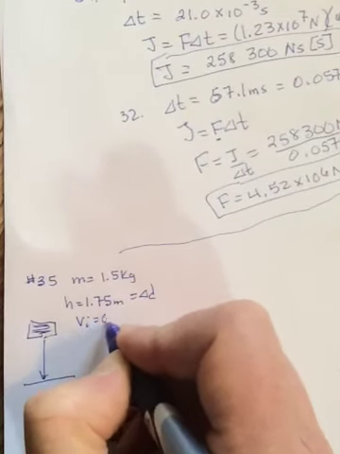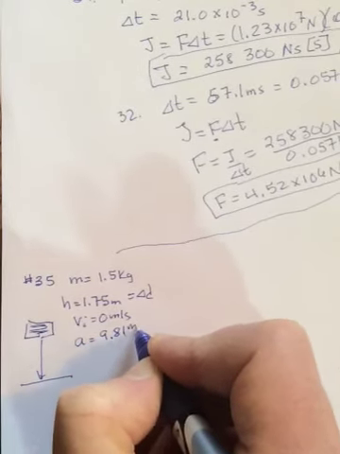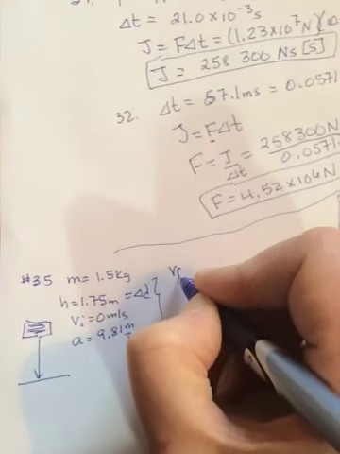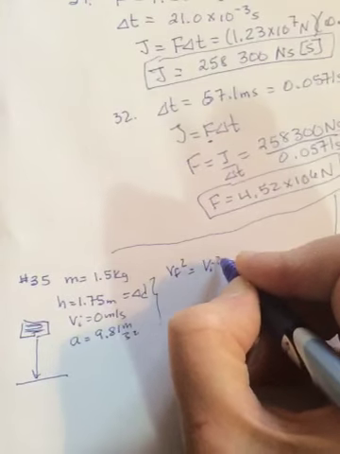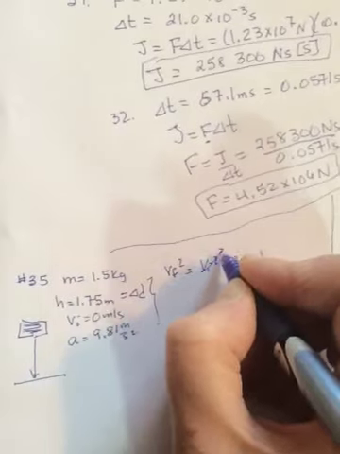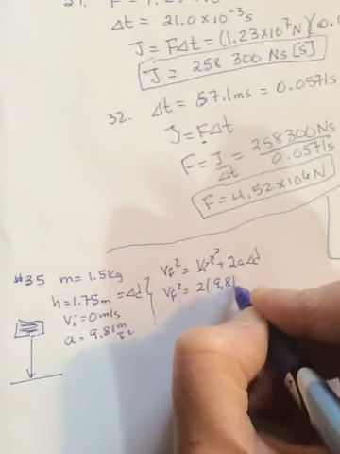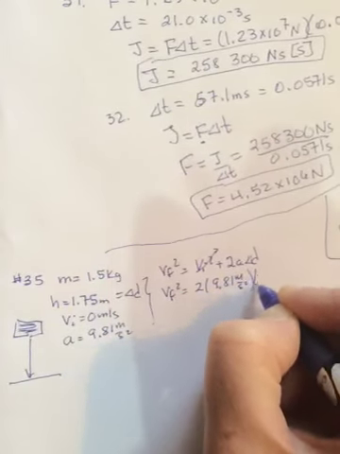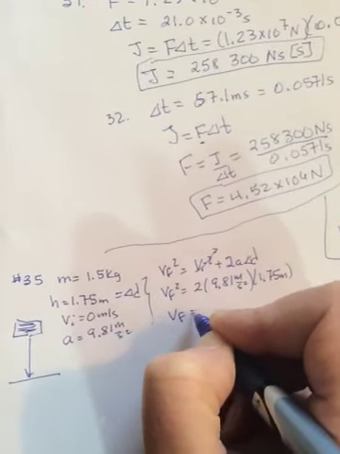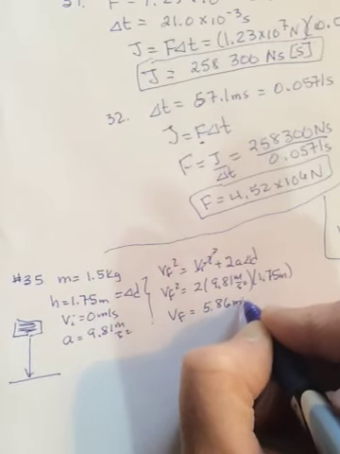You're dropping it, so VI is 0. And A is 9.81 meters per second squared. And so from this we can find the speed with which the book hits the floor, using VF squared is equal to VI squared plus 2A delta D. So VI is 0, so VF squared is equal to 2 times 9.81 meters per second squared times 1.75 meters. Remember, this is VF squared. You've got to take the square root and get a speed of 5.86 meters per second.